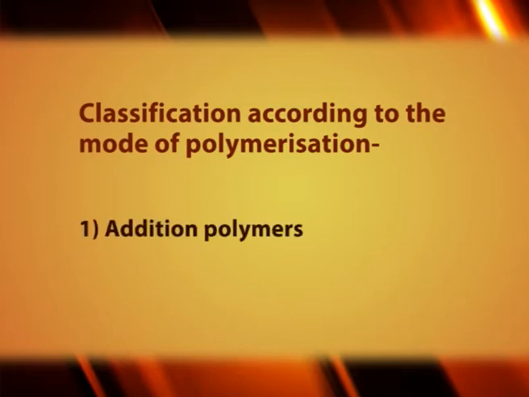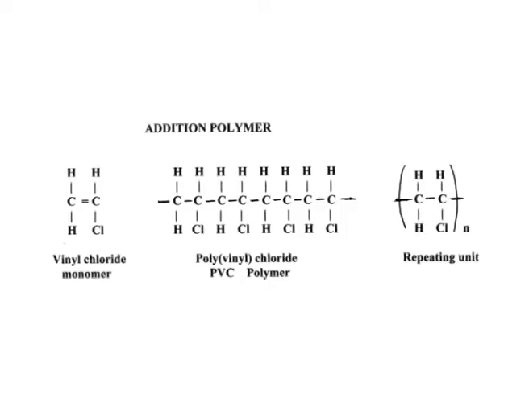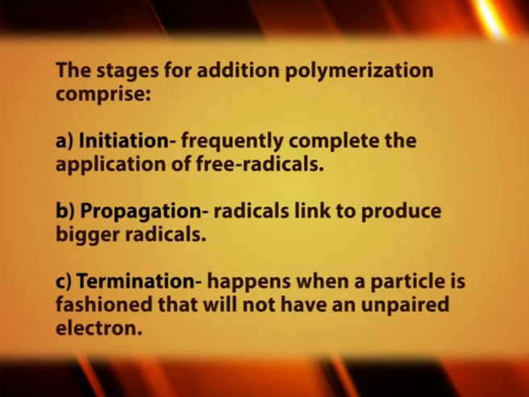Polymers can also be categorized on the basis of method of polymerization into two subgroups. Number 1, addition polymers. Addition polymers are made by repeated addition of monomer molecules possessing double or triple bonds. For example, the formation of polyethylene from ethene and polypropylene from propene. The stages of addition polymerization comprise: number 1, initiation, frequently through the application of free radicals. Number 2, propagation, where radicals link to produce bigger radicals. Thirdly, termination, which happens when a molecule is formed that does not have an unpaired electron.